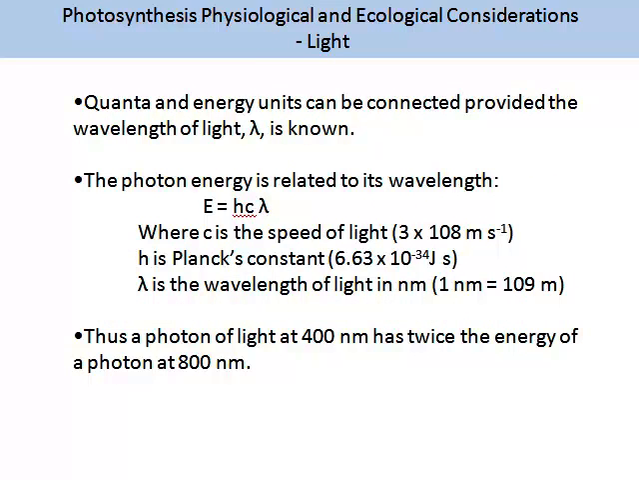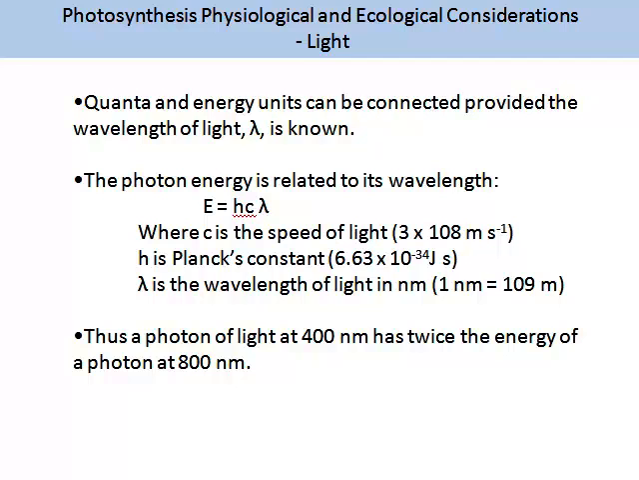Quanta and energy units can be connected provided the wavelength of light, known as lambda, is known. The photon energy is related to its wavelength, where c is the speed of light, h is Planck's constant, and lambda is the wavelength of light. Once you have all of this information, you are able to calculate the photon energy of light.